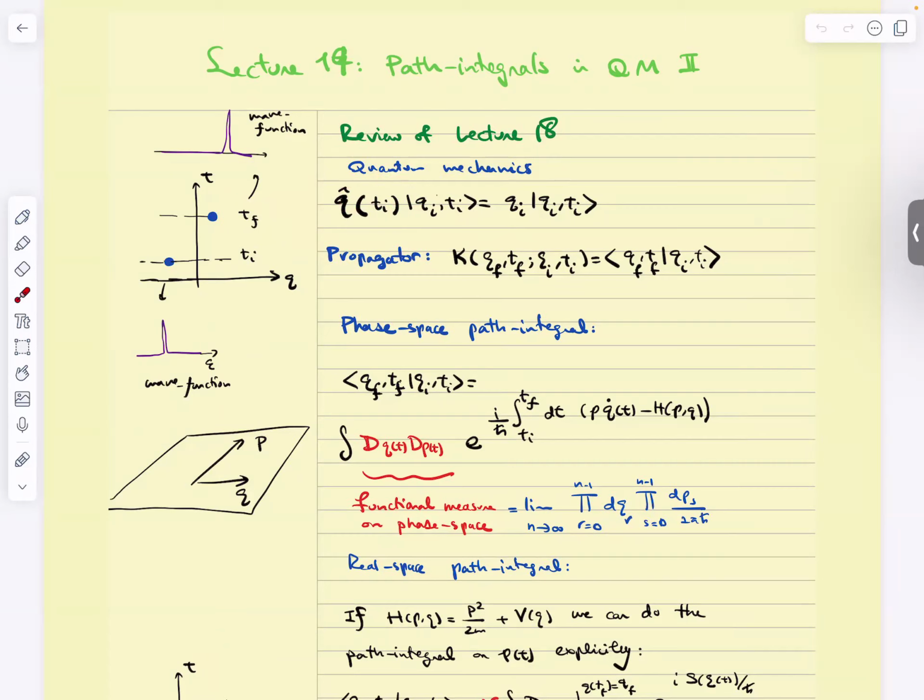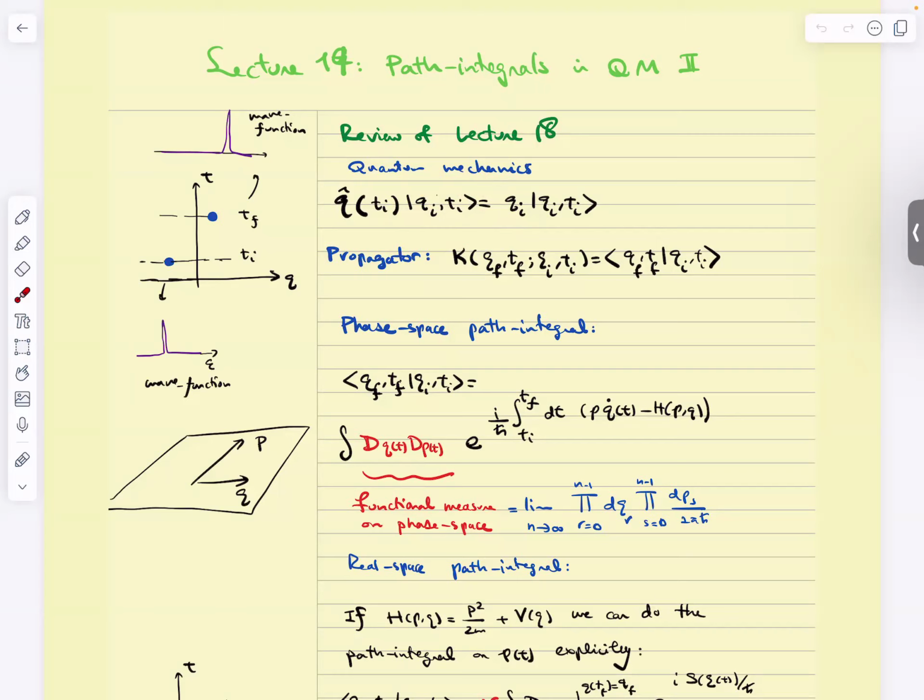These are Heisenberg operators, so they're time dependent, and I can talk about these kets. What we're after is a propagator. The propagator is the amplitude for the particle to go from ket QI at time ti to ket QF at time tf. That's just what a propagator is, right? Some field configuration at the initial time, some field configuration at a later time.